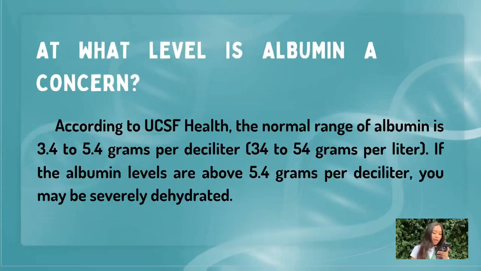According to UCSF Health, the normal range of albumin is 3.4 to 5.4 grams per deciliter, or 34 to 54 grams per liter. However, the range might be slightly different for different labs. If the albumin levels are above 5.4 grams per deciliter, you may be severely dehydrated, as per MedlinePlus. This may be due to causes such as diarrhea.